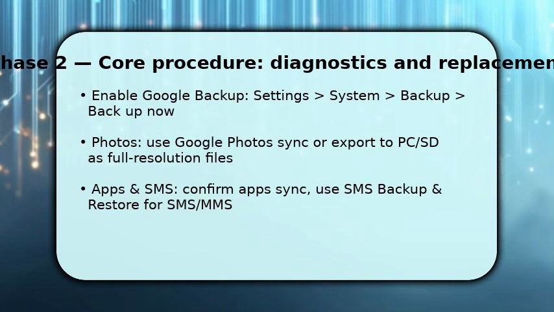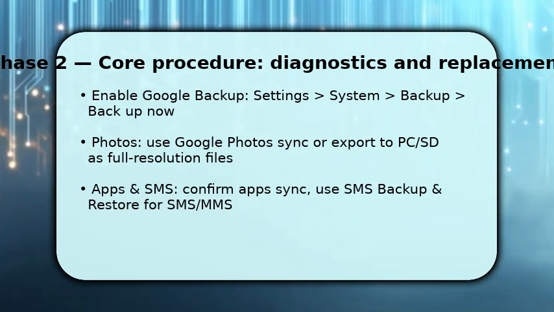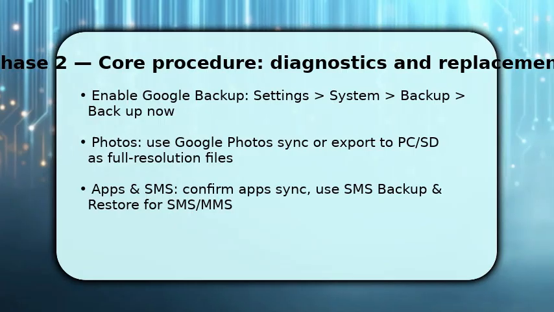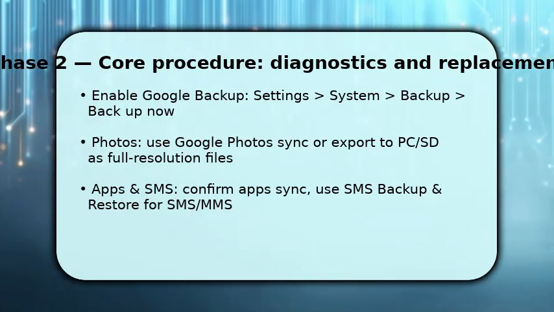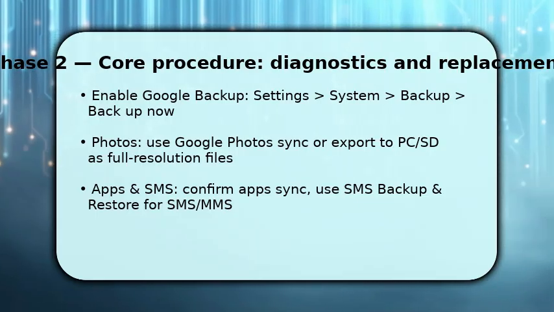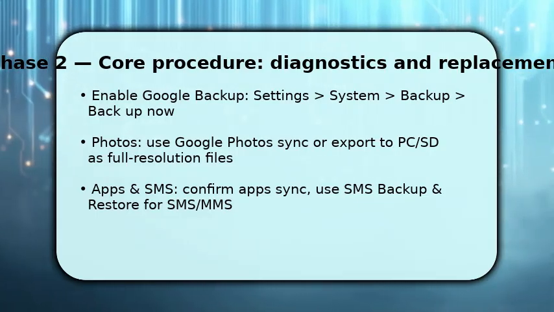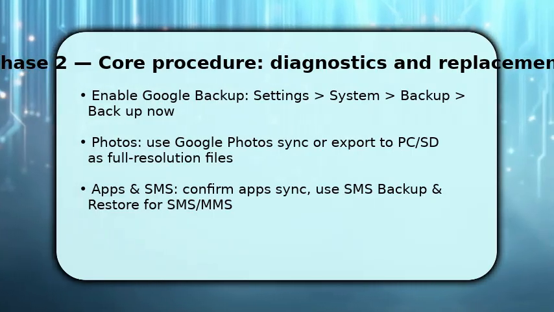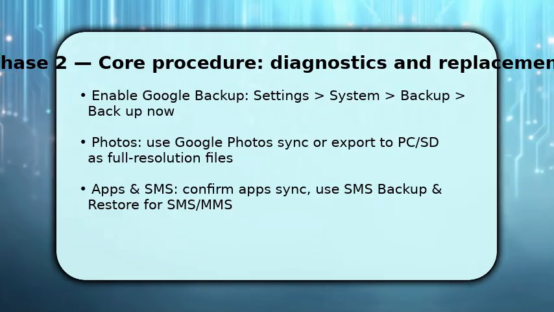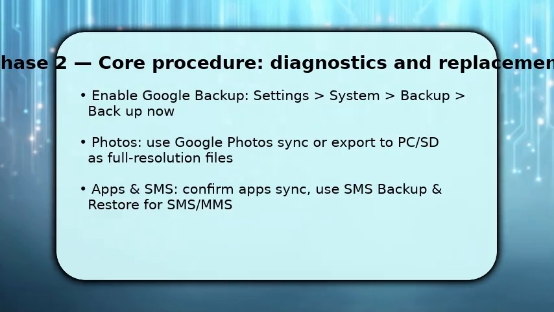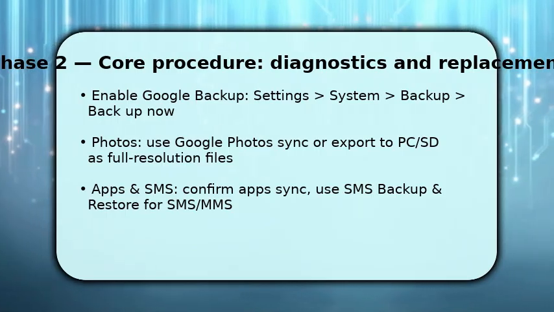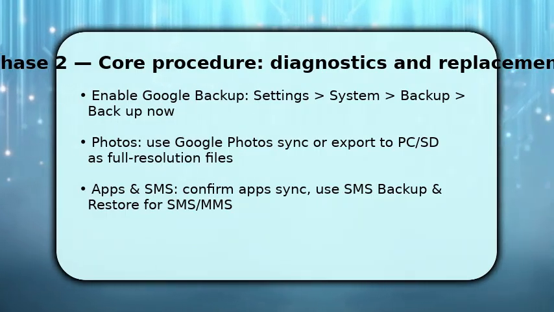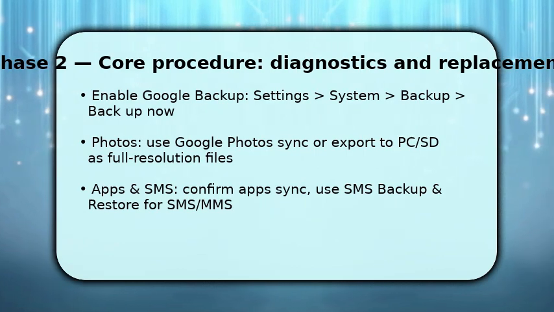You proceed to perform the core backups. Tap Backup Now under Google Backup so app data and settings upload. This preserves Wi-Fi passwords and accounts. For photos, make sure Google Photos Sync is on for desired quality or transfer originals to a PC or SD card for full resolution. For messages, install SMS Backup and Restore and run a manual export to cloud or local storage. Also, copy any important files from downloads or device folders to your PC via USB. Use MTP mode for easy drag and drop.